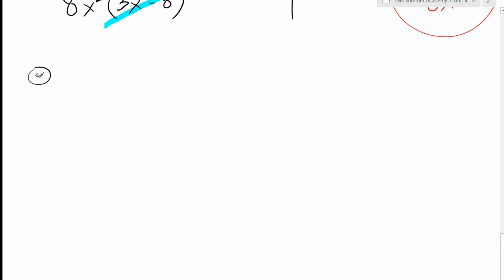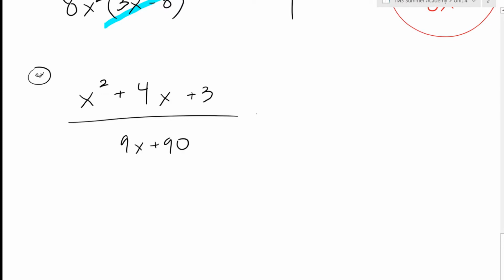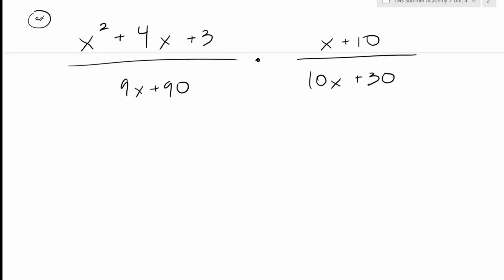All right. Looks like the last one for our notes. X squared plus 4x plus 3 over 9x plus 90 times x plus 10 over 10x plus 30. So again, you can't start canceling stuff until you've started factoring. So let's see what everything is built up of. So on top, I've got to use x factor. On the bottom here, that's a GCF, and nothing actually happens here.